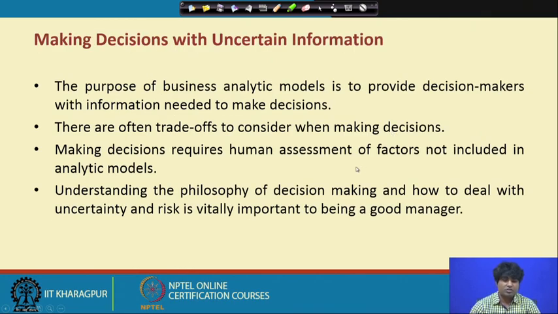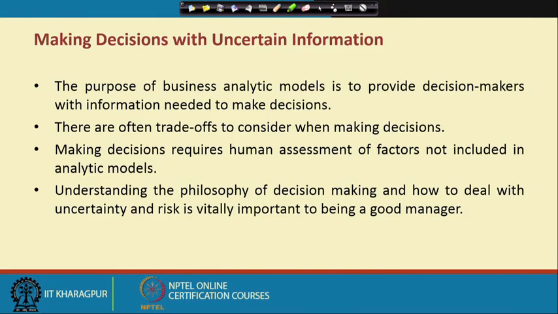The first one is making decisions with uncertain information, and here the objective of business analytic models is to provide the decision makers with the information needed to make decisions, and there are often trade offs to consider when making decisions. Since there is uncertainty and various alternatives, of course, there is a possibility of trade offs. So, within various alternatives and uncertainty, we like to extract the trade-offs, and then within those trade-offs, we have to find the best one with which you can address the business problem more effectively.